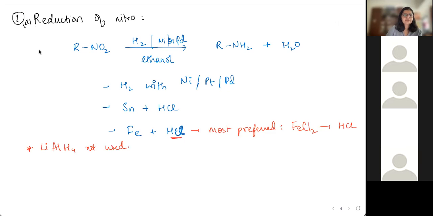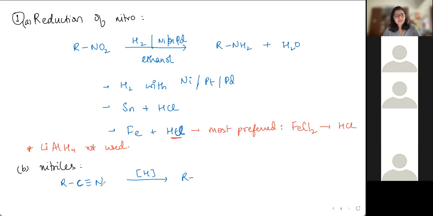Let's call it 1A. Next, reduction of nitriles. Nitriles are C triple bond N. Again, just get hydrogen from somewhere and you get an amine group. Both carbon and nitrogen are reduced. This is also a purely addition reaction where hydrogen is added on both ends. So you get RCH2NH2.